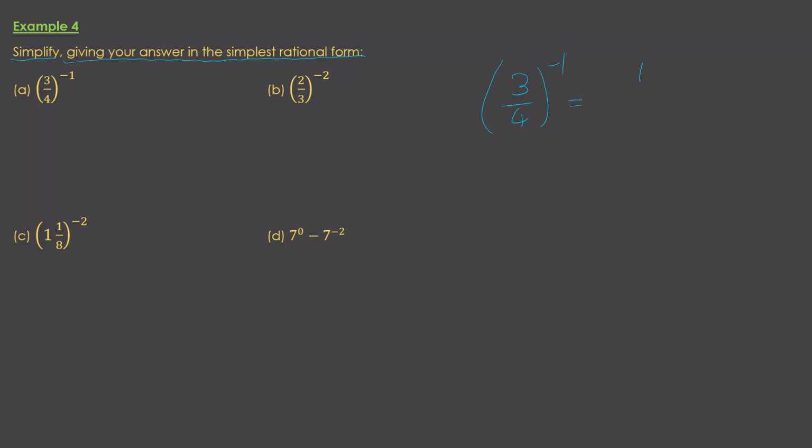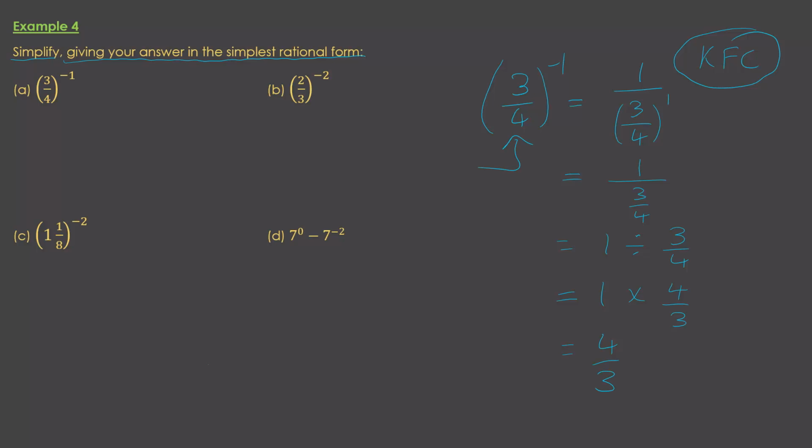Remember that that means 1 over 3/4 to the power 1, or just 1 over 3/4. Now remember that that means 1 divided by 3/4. What happens when we're dividing with fractions? Well, we keep the first thing the same. We flip the second fraction and we change the divide to a multiply. Remember the mnemonic KFC, keep, flip, change. And that, of course, is 4/3.